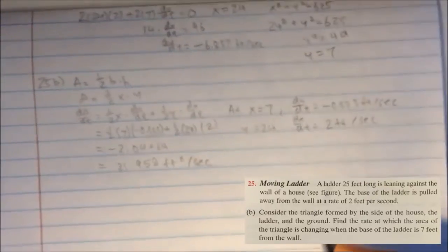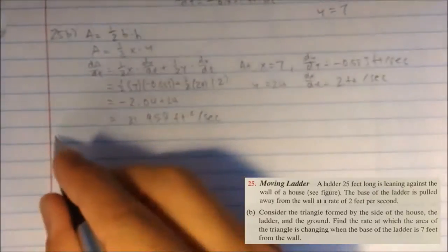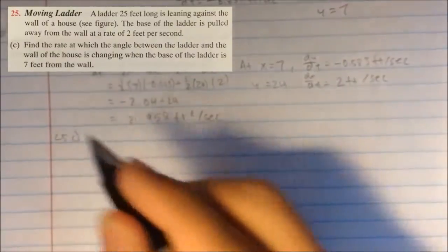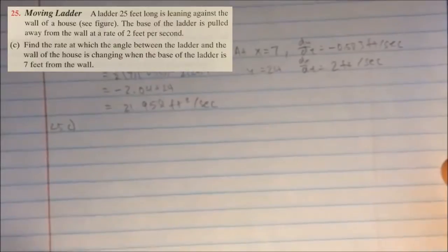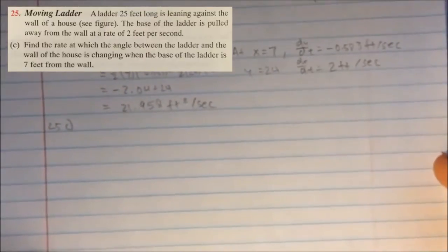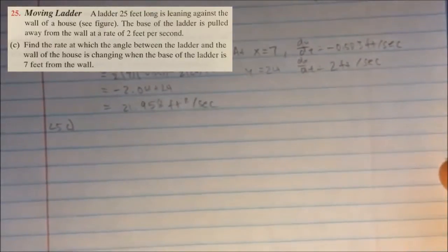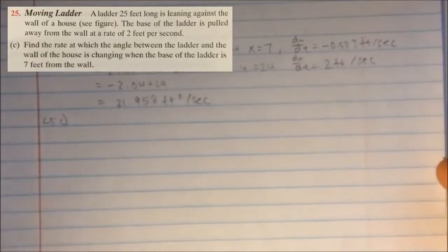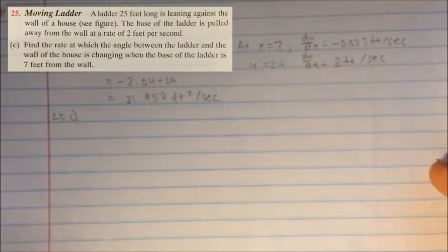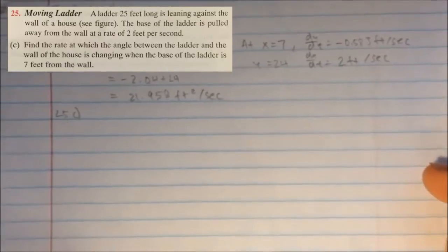Okay, now let's do 25C. In 25B we worked with area. In 25A we just worked with the rate of sides, and now we're going to find the rate of an angle. So this asks for the rate at which the angle formed between the top of the ladder and the wall is changing.